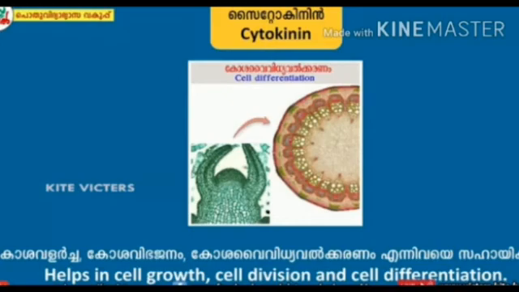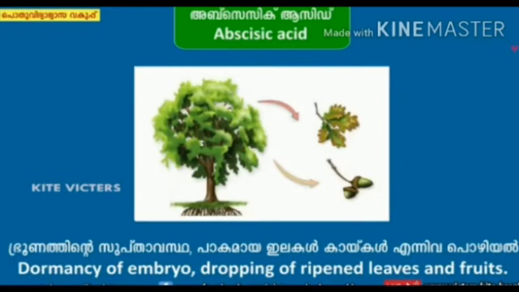That means each cell differentiates into different parts of the plant that are influenced by cytokinin. Next plant hormone is abscisic acid. Abscisic acid influences the dormancy of the embryo. That means the embryo present in the seed should germinate in a favorable condition. In unfavorable conditions, if it germinates, it cannot grow properly.